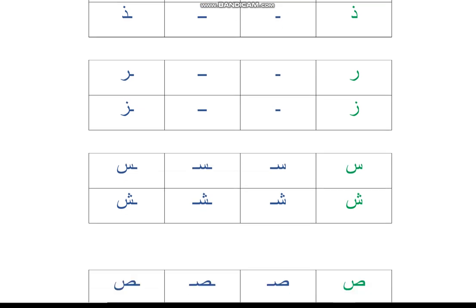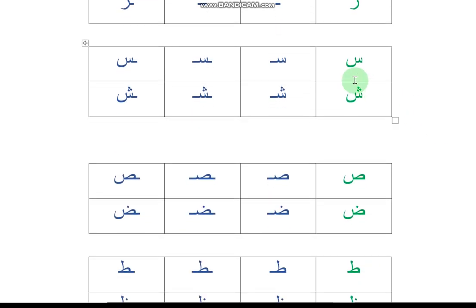Then let's go to Sin and Shin. This is Sin in isolation, and this is Shin. Sin has no dot, but Shin has 3 dots. And you find Sin like this at the initial stage, and Shin is like this at the initial stage. And this is Sin at the medial stage, at the middle, and this is Shin at the middle. This is Sin at the final stage, and this is Shin at the final stage.